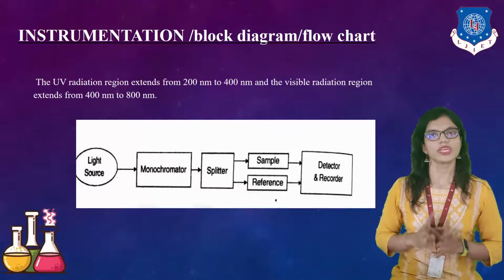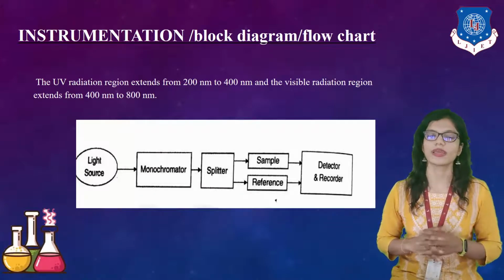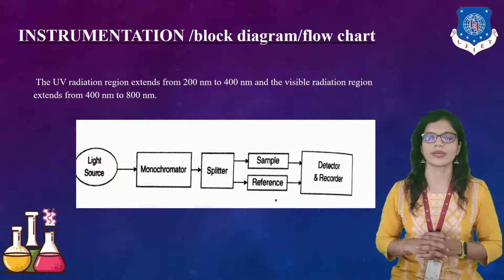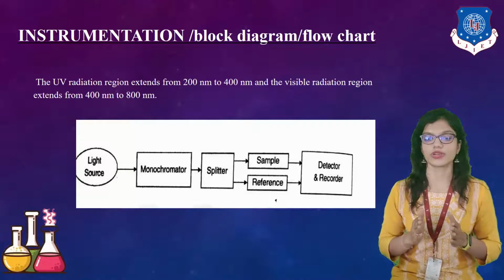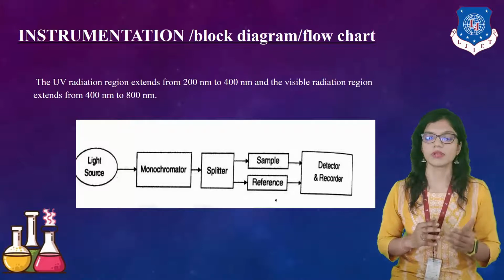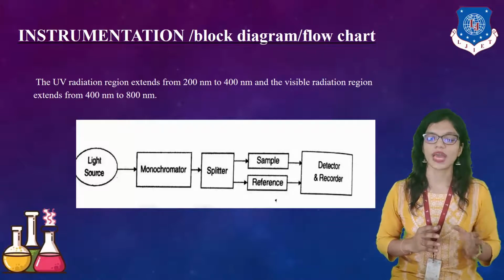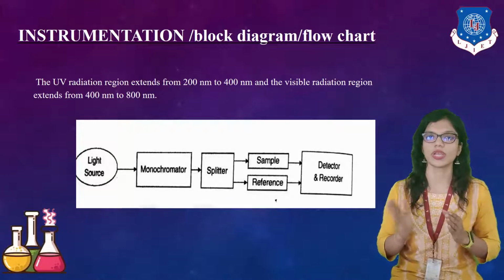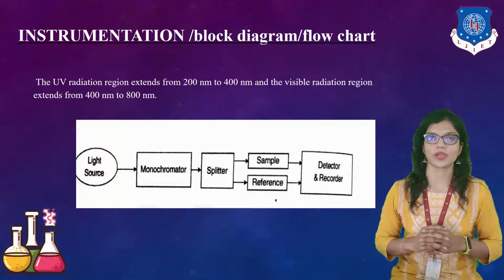Now let's move ahead to the instrumentation part. The instrumentation is also known as a block diagram. It is also known as a flow chart. It can be denoted as I show you in the image. Here the UV radiation region extends from 200 to 400 nanometers, and the visible radiation region extends from 400 to 800 nanometers. So what you need to make sure is that we have a whole range, that is 200 to 800 nanometers. Now let's begin with the instrumentation part.